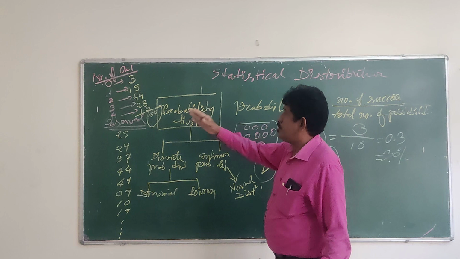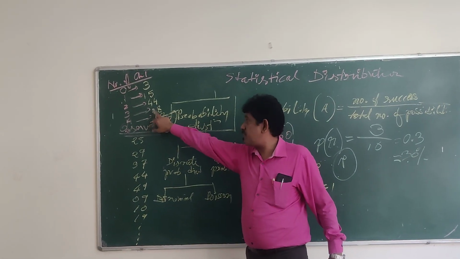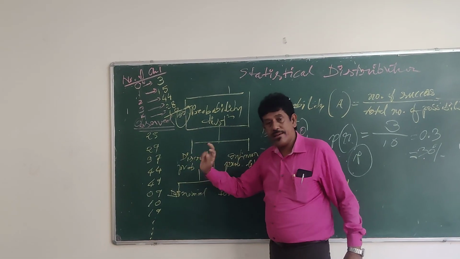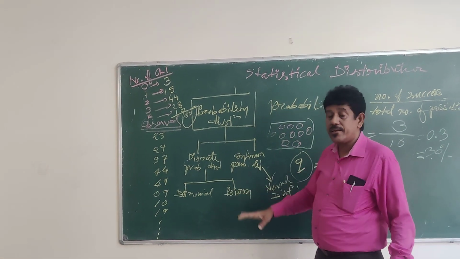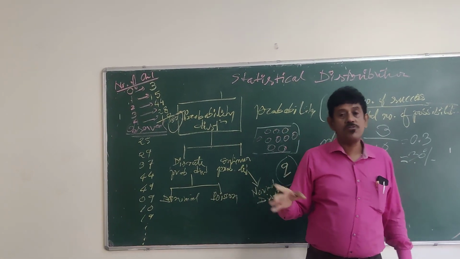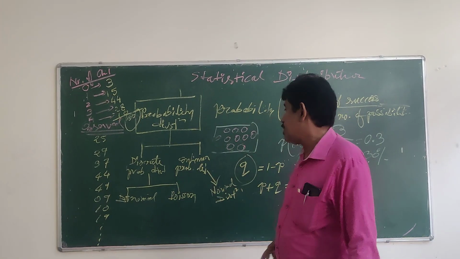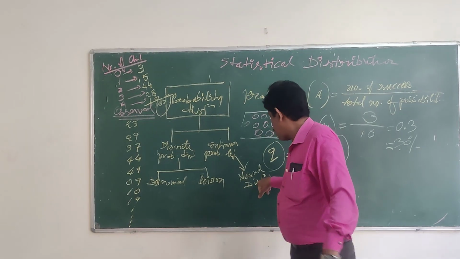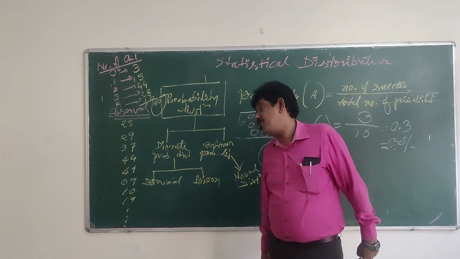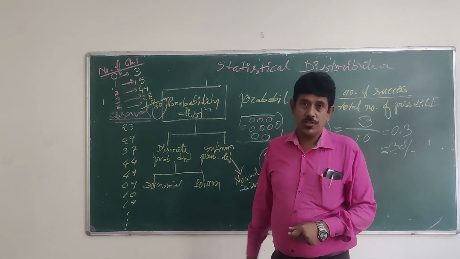In case of a probability distribution like this, a discrete one, we use either binomial or Poisson. On the other hand, if the distribution is of continuous type, then we go to what is known as normal distribution.